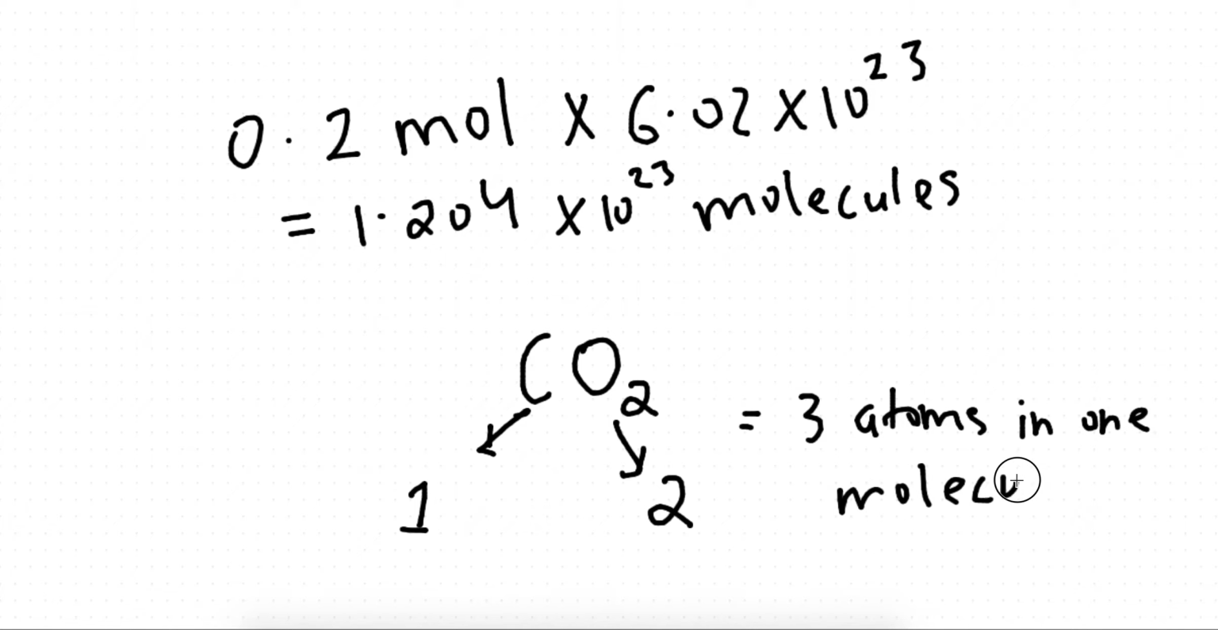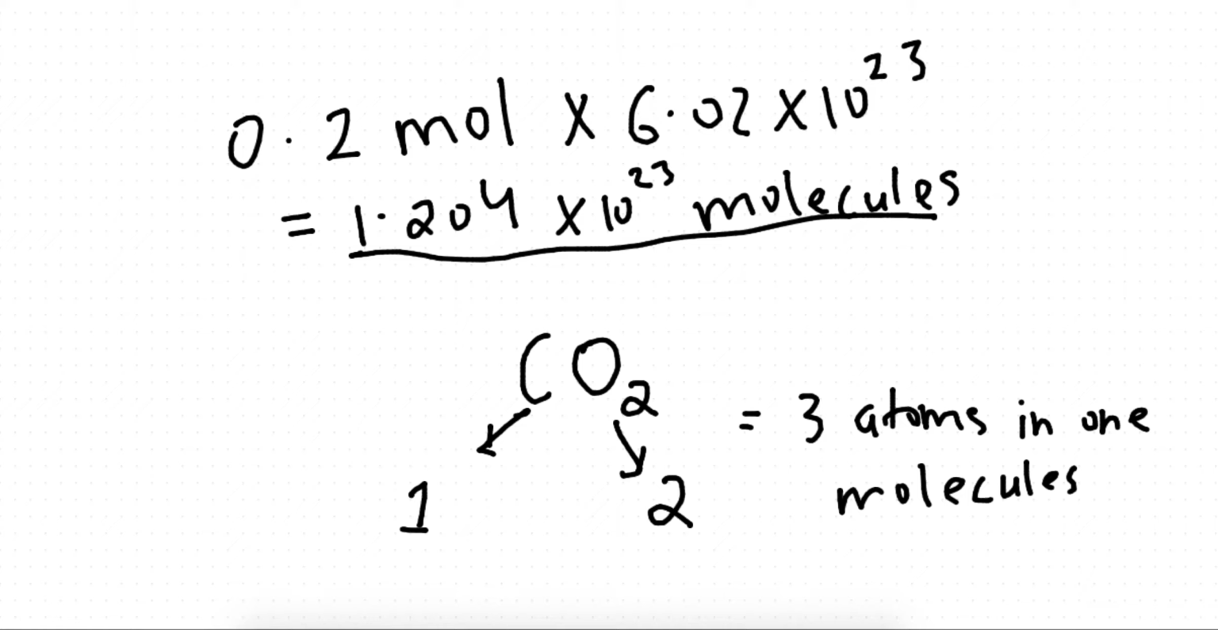So, to find the number of atoms, what we do is we take our number of molecules, which we got in the previous question to be 1.204 times 10 to the power of 23, and we multiply it by 3 because we have 3 atoms, and we get our answer. Let me check. Or you can do it separately as well.